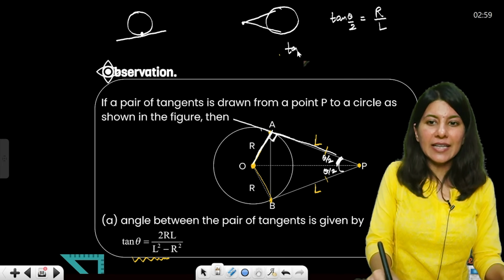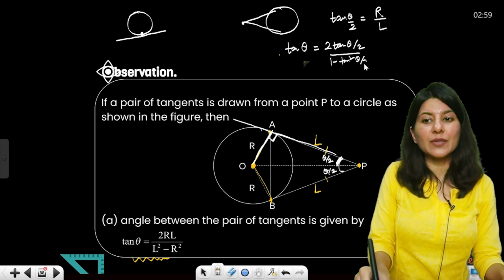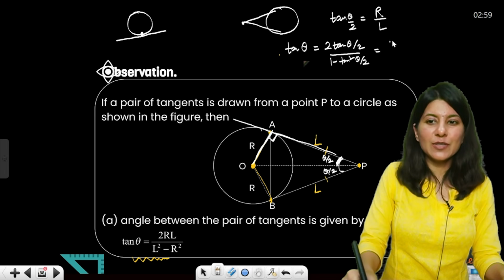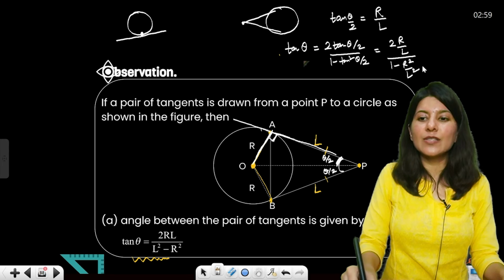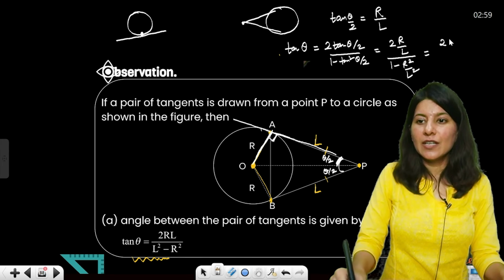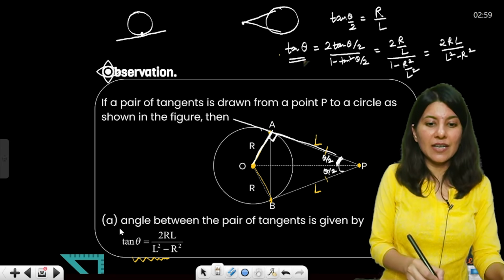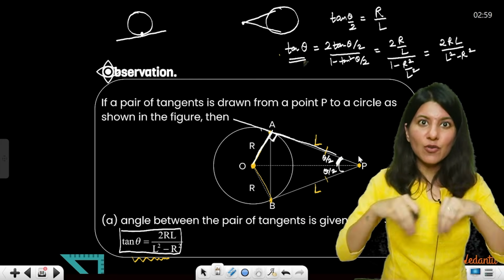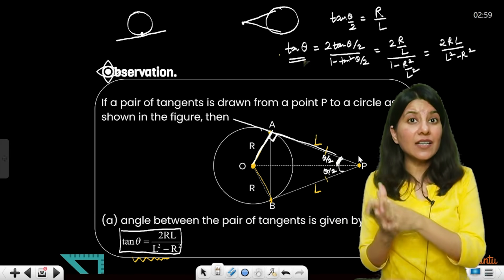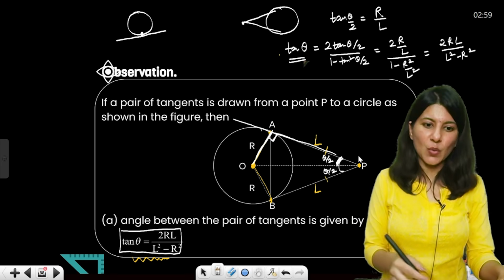Now you know that tan theta is nothing but 2 tan theta by 2 upon 1 minus tan square theta by 2. So can I just plug in the values? 2R by L upon 1 minus R square by L square. If you solve it, take LCM: 2RL upon L square minus R square will be your tan theta. This is what is given over here. So whenever you have that figure wherein the angle between a pair of lines is asked, use this formula and you are done.